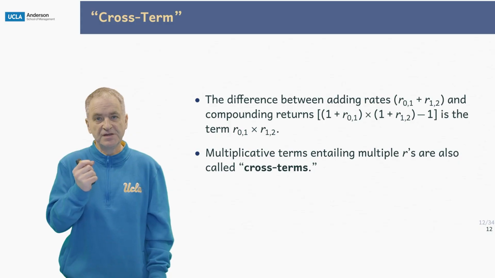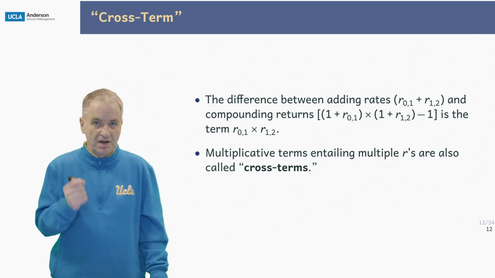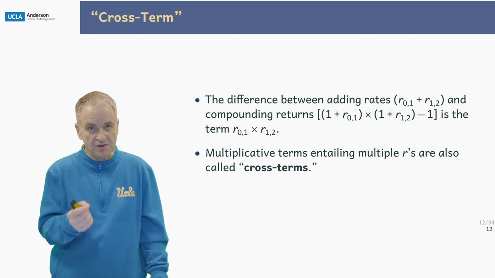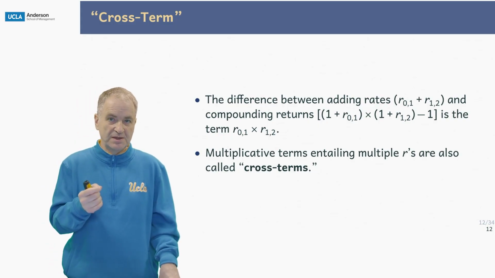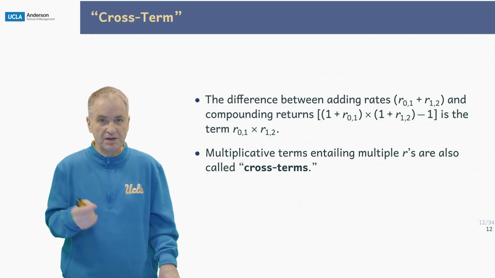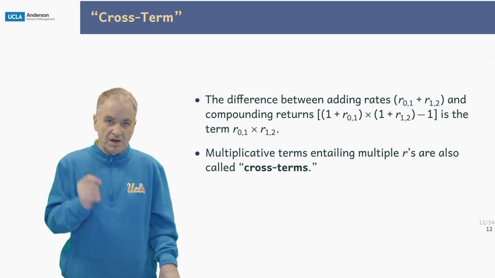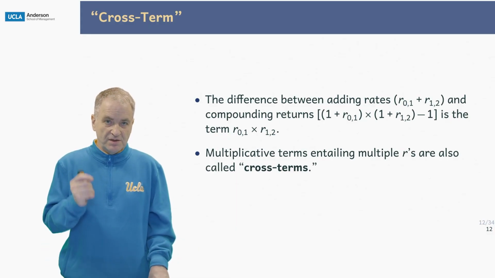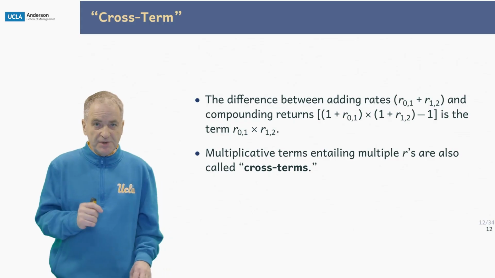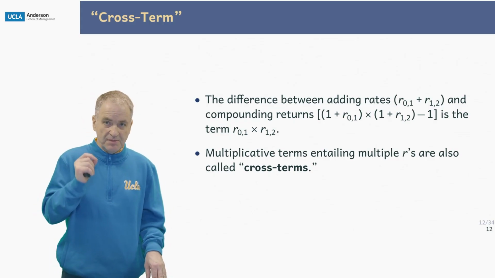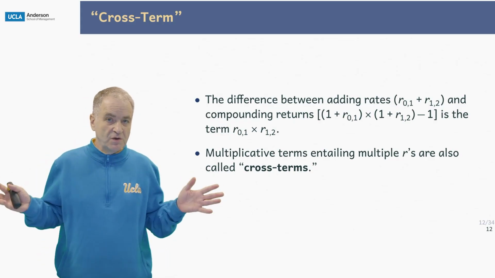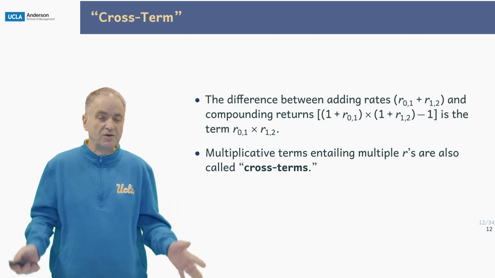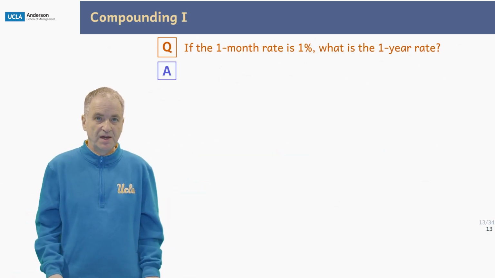Now, the difference between adding returns, r01 plus r12, and compounding returns, 1 plus r01 times 1 plus r12 minus 1, is the term r01 times r12. This is called the cross term. Multiplicative terms entailing multiple r's are also called the cross terms. And when you have many different periods, there will be a ton of these cross terms.